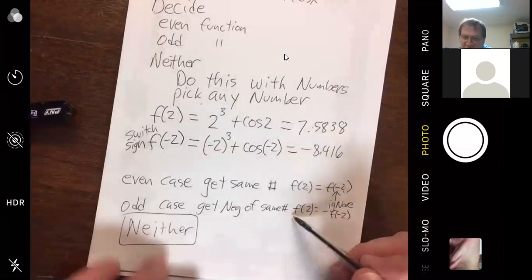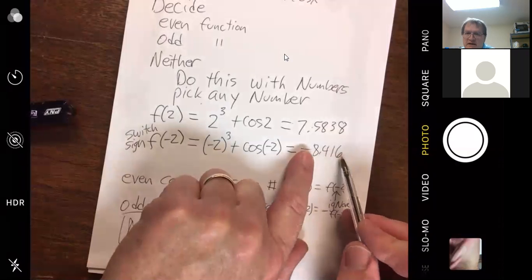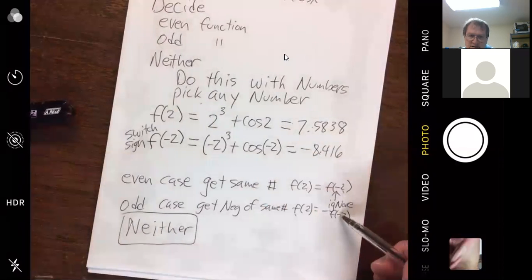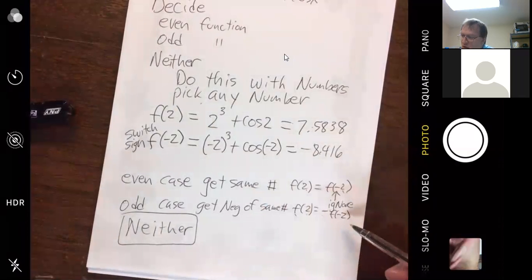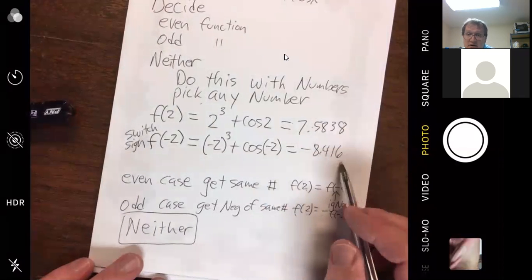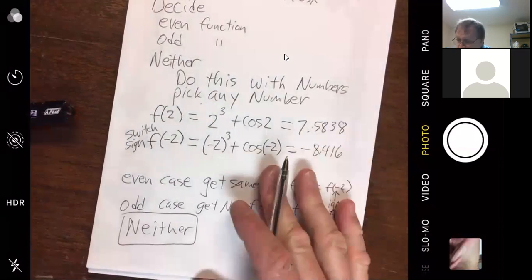If you get the negative of the same number, so if this had come out negative 7.58, that's your odd case, because your f of 2 is the negative of what you get when you have f of -2. Neither of those things happened here. You got a completely different number. That makes it a neither case.